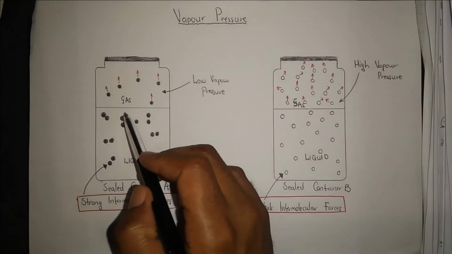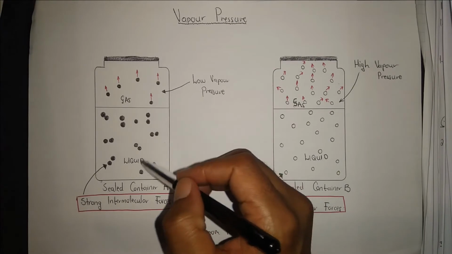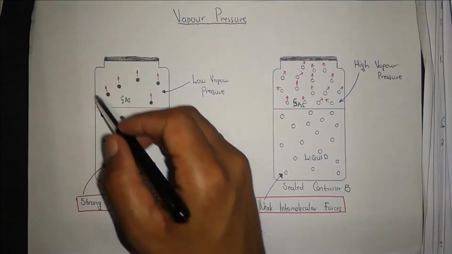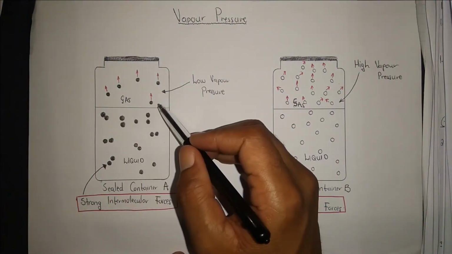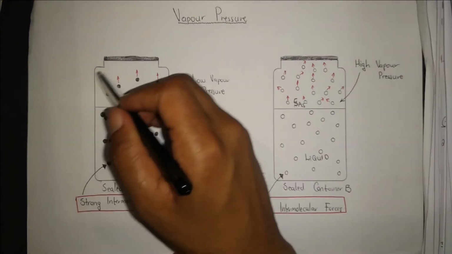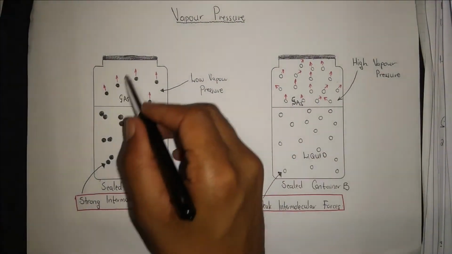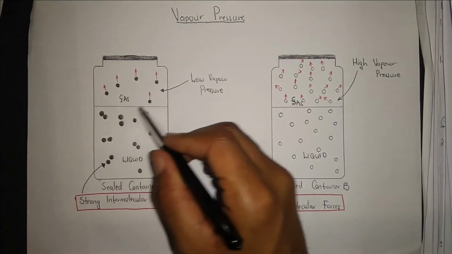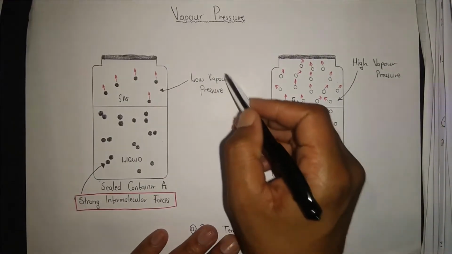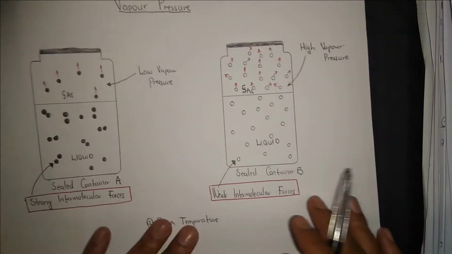When particles move from a liquid state to a gaseous state, they evaporate above the liquid and exert pressure around the container above the liquid. So since there are few vapor molecules, the result is a low vapor pressure.